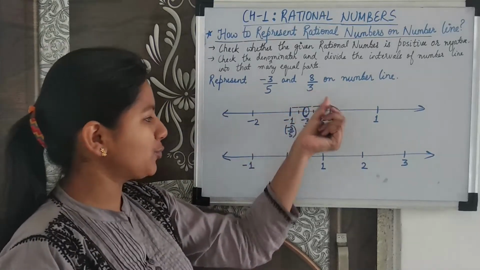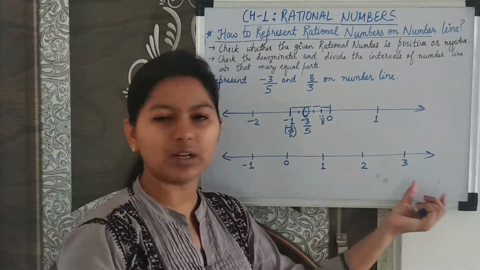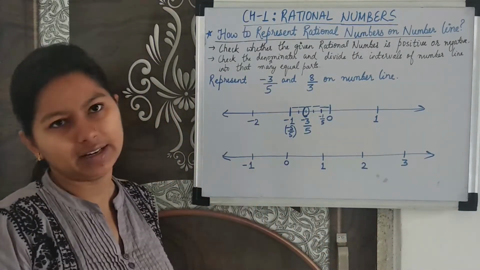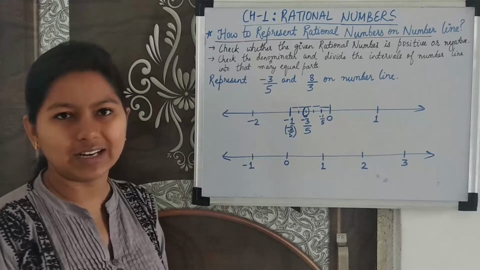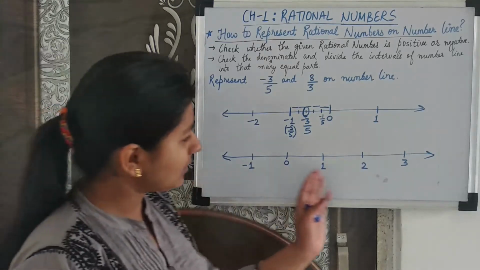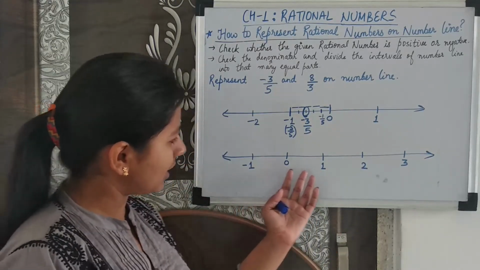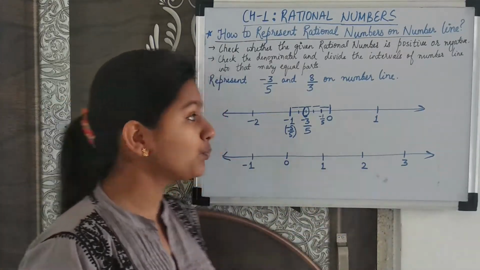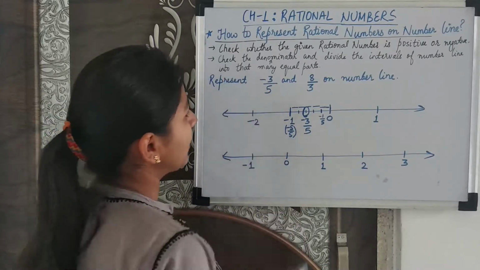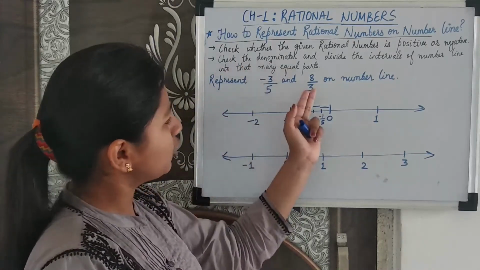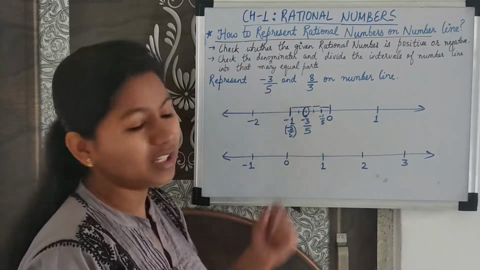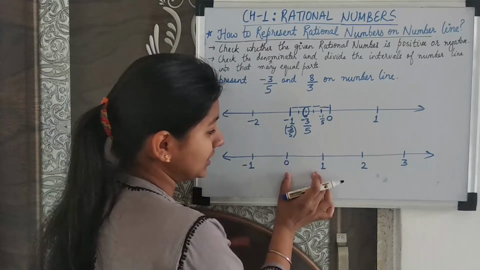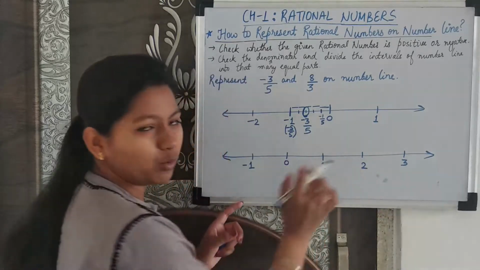Now since the number was positive, I have shown more numbers on the positive side, and just for formality I have shown one negative number also to make it a standard number line. You can see that they are at equal distance, 0 to -1, 0, 1, 2, 3 like that. Now the second step is to check the denominator. I have checked the denominator, it's 3. So I have to divide these intervals into 3 equal parts.